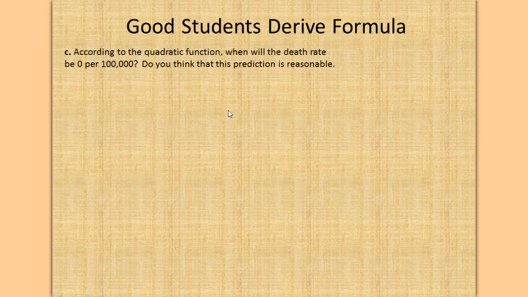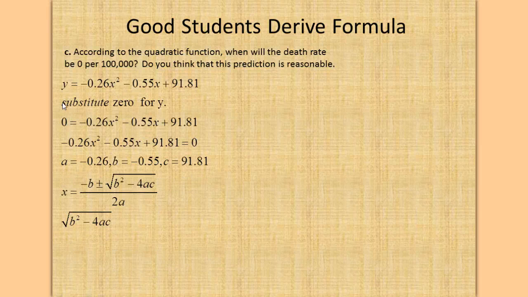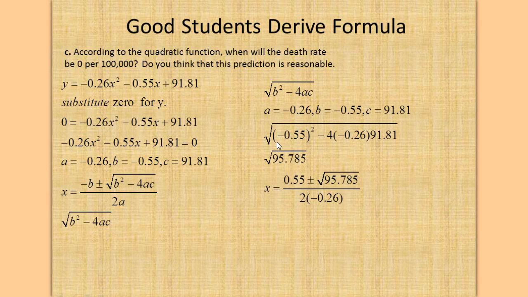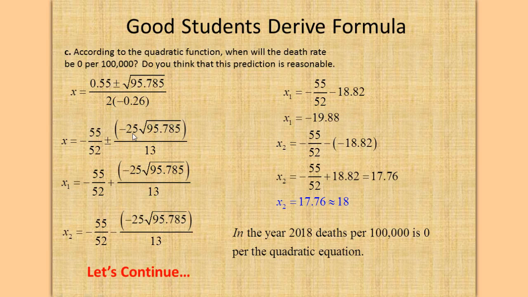Okay. According to the quadratic function, when will the death rate be 0 per 100,000? And do you think this prediction is reasonable? Well, in order to make that 0, we set y equals 0 and then solve with the same quadratic formula. We get two solutions again, x1 and x2. If we do the multiplication and addition, we get x1 equals minus 19.88, and x2 equals 17.76. We can't use a minus number, that does nothing for us. So x2 equals 17.76, which is approximately 18 years. So in the year 2018, deaths per 100,000 is 0 per the equation.